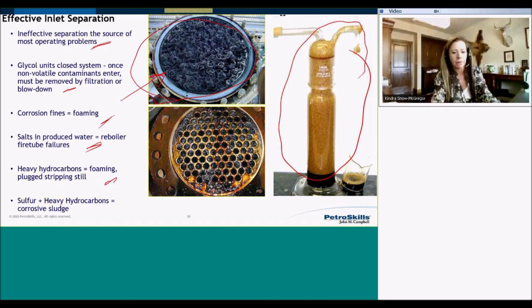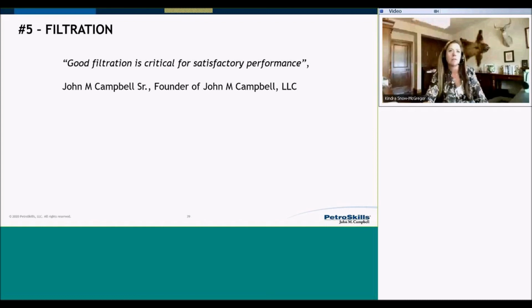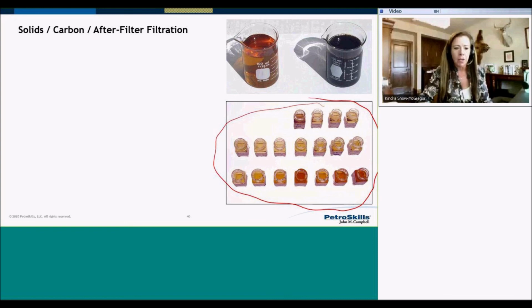All right, so in terms of how you deal with this, really filtration is the key. A quote from John M. Campbell Sr.: good filtration is critical for satisfactory performance. This is kind of an extreme example. A lot of plants don't have TEG that looks so beautiful like this. But we were doing performance testing and we were testing out these carbon filters. So essentially, good filtration really is critical.